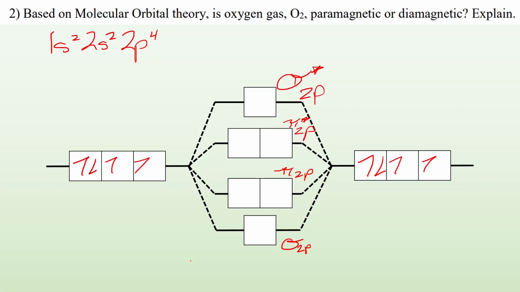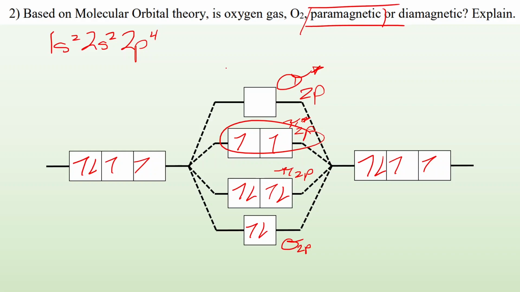So let's start filling in the electrons. We got 1, 2, 3, 4, 5, 6, 7, 8. If we take a look, we have some unpaired electrons in those molecular orbitals. So we have a paramagnetic molecule because of the unpaired molecular orbital electrons.